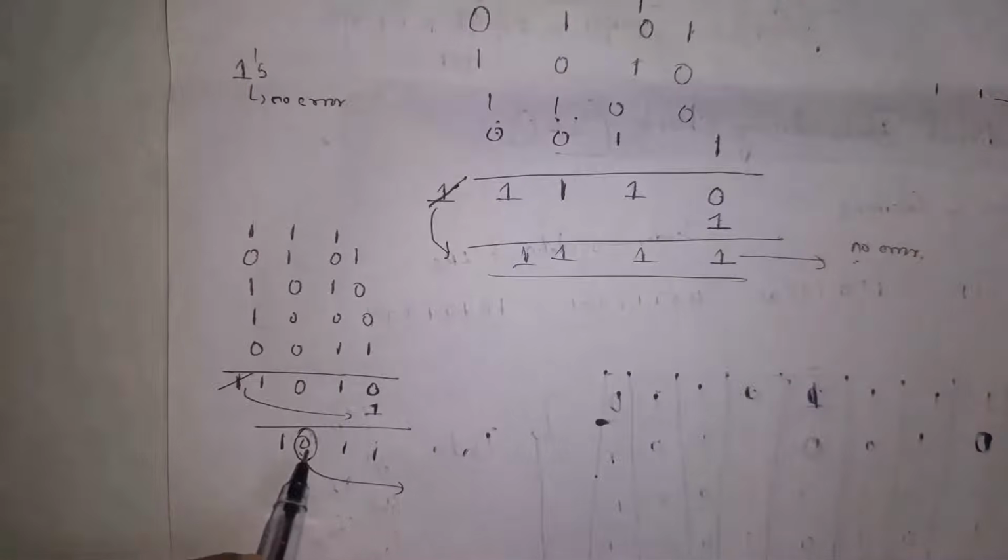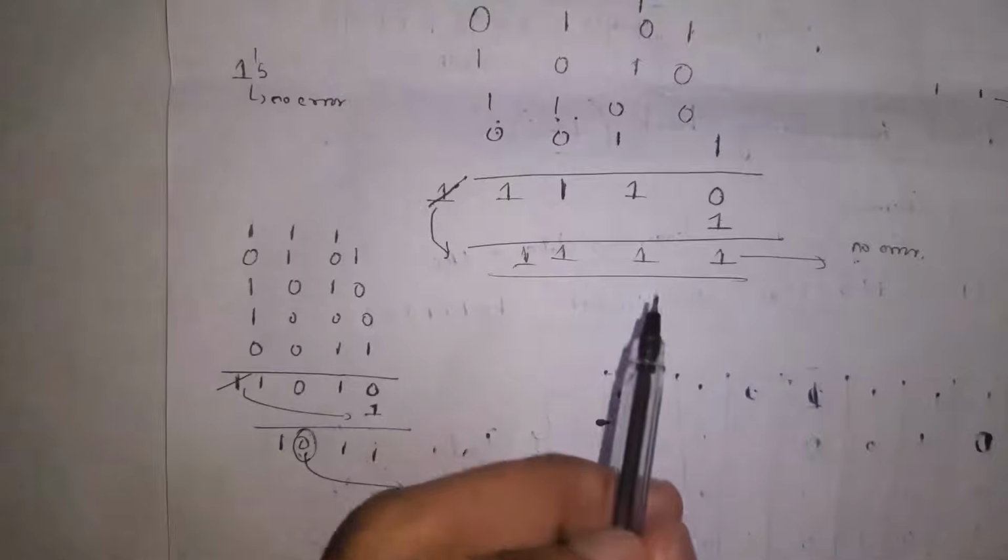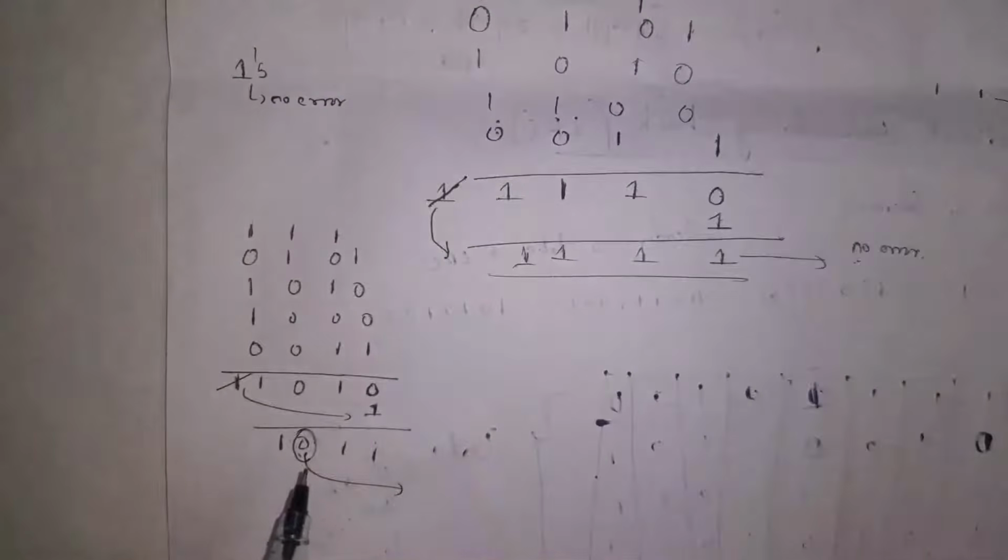Whenever the sum contains a 0, the receiver will understand that the data contains errors. Only if all values are ones, there are no errors in the data. If any of the bits contains 0, then the receiver will understand that the data contains errors.